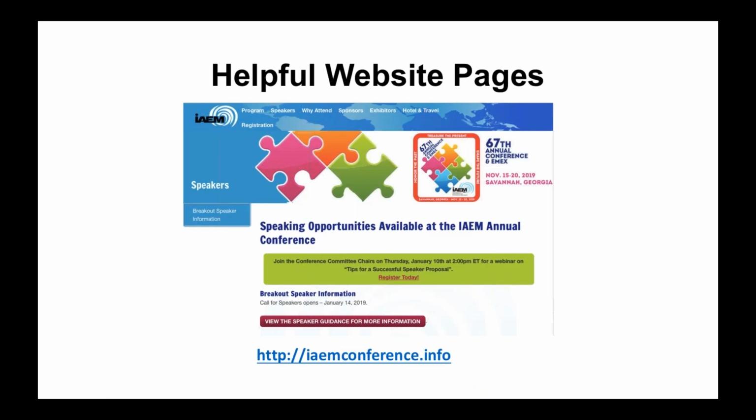The web address for the conference website is iaemconference.info. It's at the bottom of the screen. You can find it by typing it in your address bar or by going to the IAEM association website, iaem.com, and looking for it under the Events tab. This is the main speaker page on our conference website. You can navigate to this page by clicking on the Speaker tab at the top, where you can see my cursor right now, and the blue navigation panel shown.